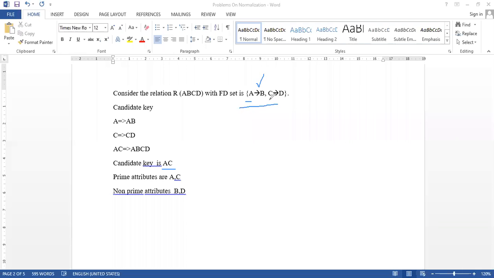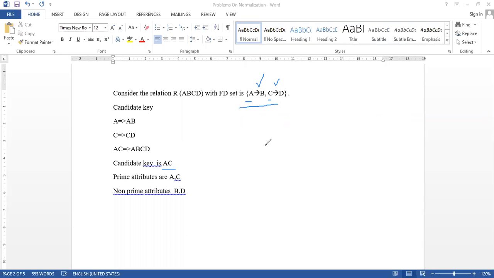Next, see here. C determines D. What is C? Is it a candidate key? No, it is part of the key, right? It is not a candidate key. So again, it is violating the rule of BCNF, right? So now we have to convert this relation into BCNF.